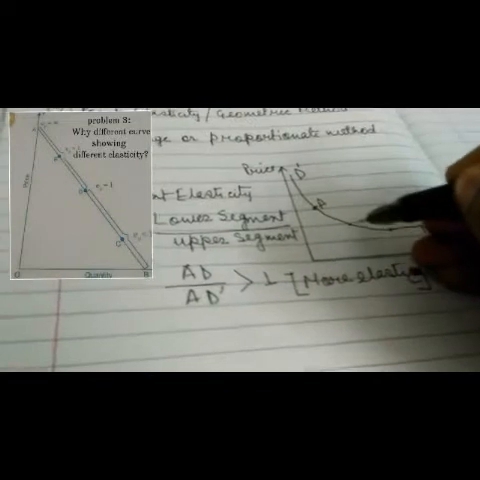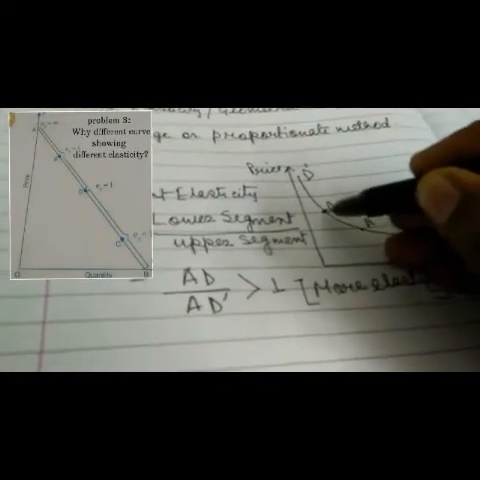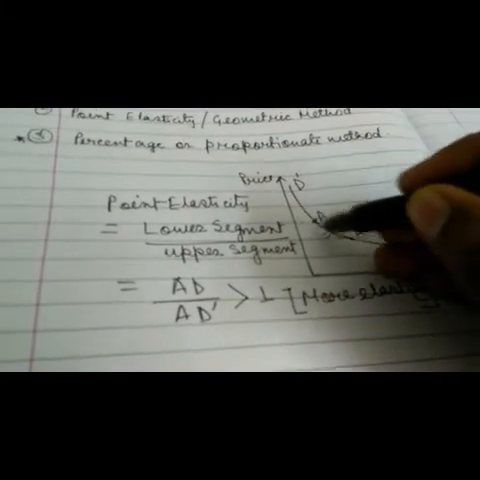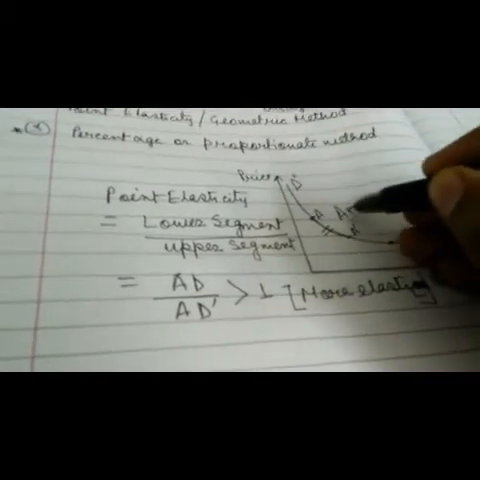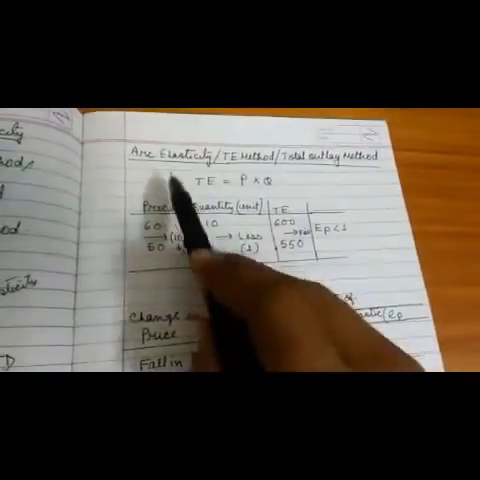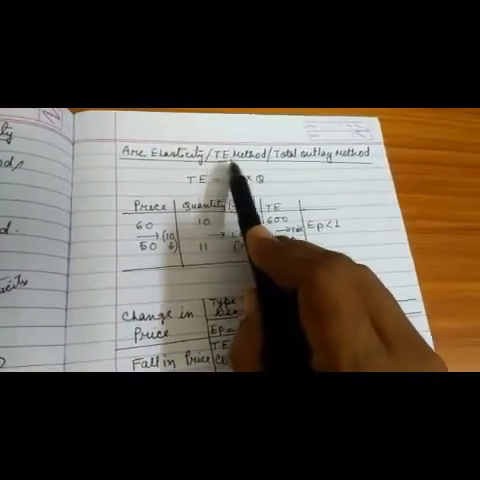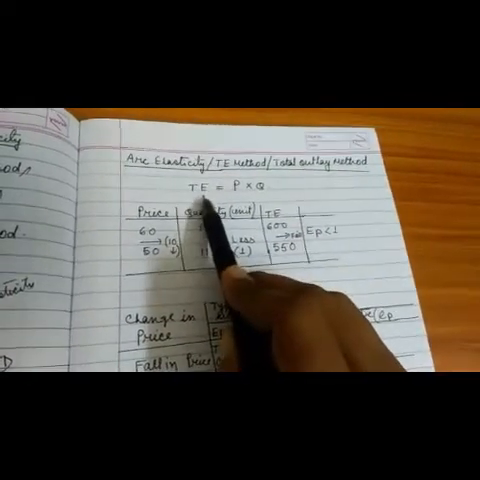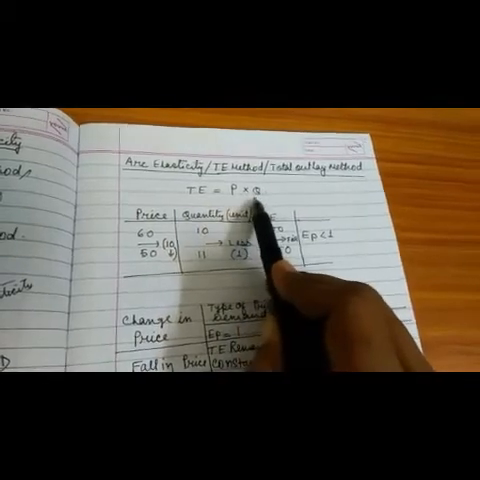Now for arc elasticity, suppose there are 2 points A to A dash. When we find out the elasticity of this particular segment, we call it arc elasticity. This is also called the total expenditure method or total outlay method. What is total expenditure? Total expenditure is equal to price into quantity.